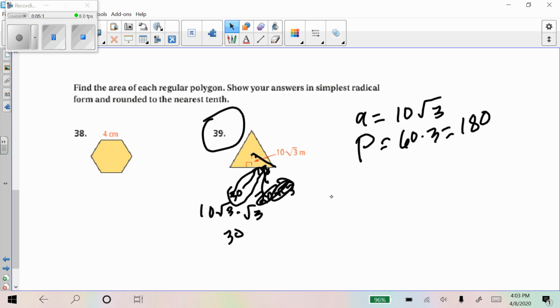And so now we can do 1/2 times the apothem times the perimeter. And 1/2 times 10 is 5, times 180 is 900, times the square root of 3 in simplest radical form. All right, hope you find that helpful.